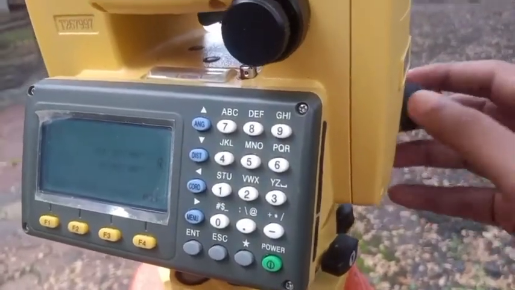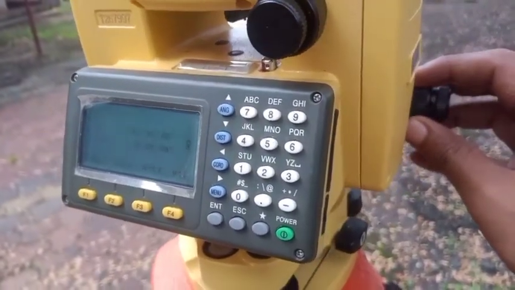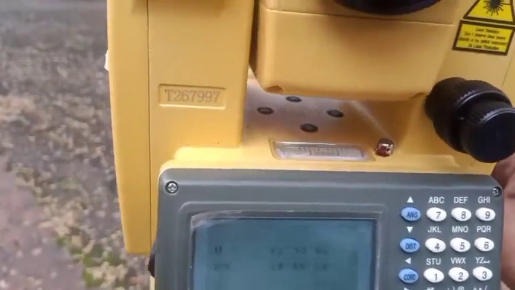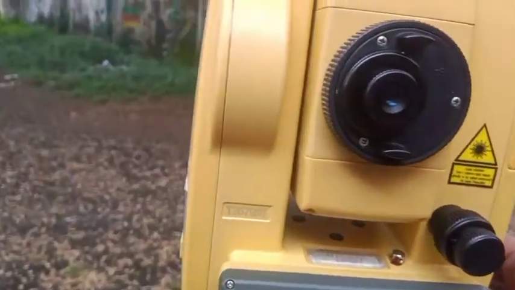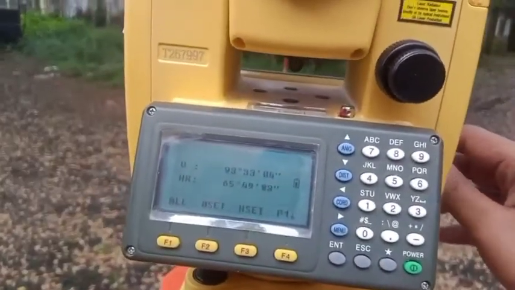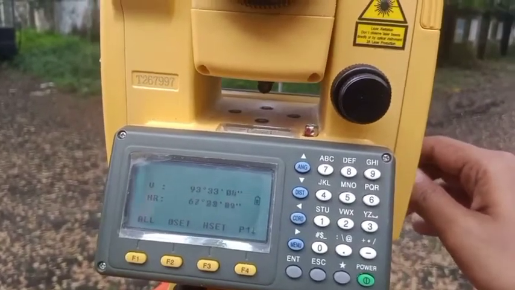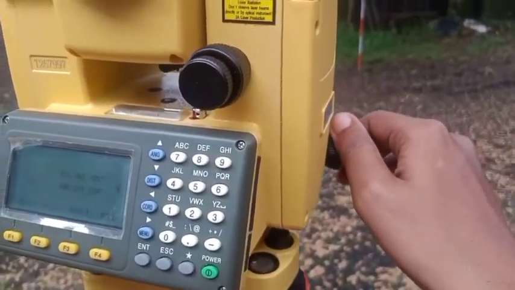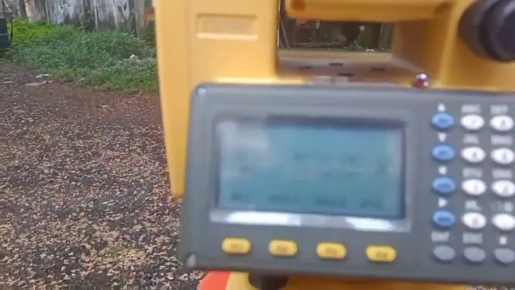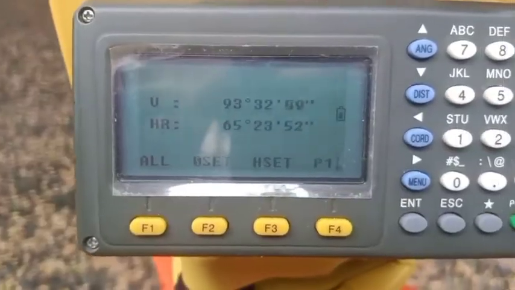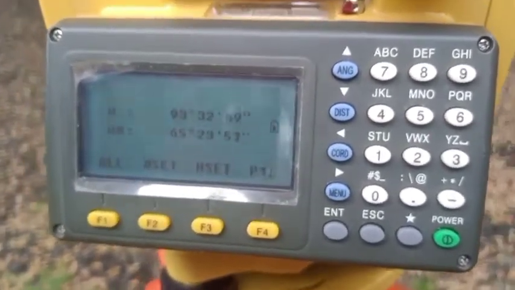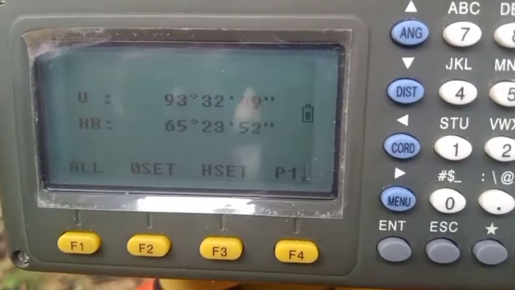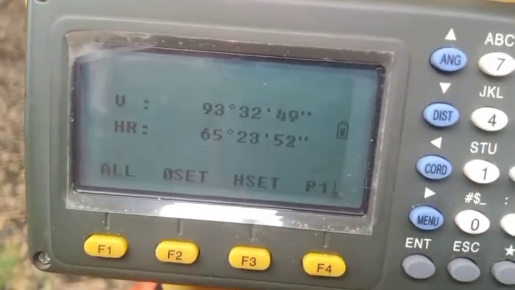As next step, we loosen this horizontal clamp, and turn the telescope to find station B, and clamp the horizontal clamp, and by looking at it, and clamping it in here, then we measure the horizontal angle, and the horizontal angle is 65 degree 23 minute 52 seconds.